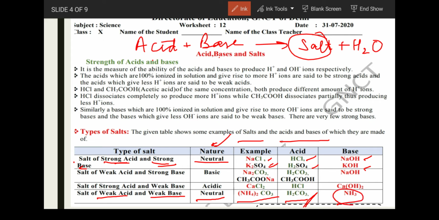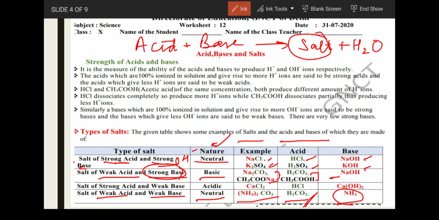Another, second type of salt is made up of a weak acid and a strong base. As we can see here, the base is strong, so the production of OH ions is more than that of H ions. So the nature would definitely be basic. Examples are sodium carbonate and sodium acetate, composed of their corresponding acids and bases.